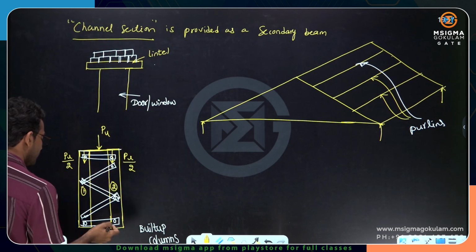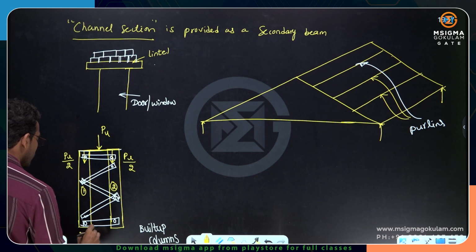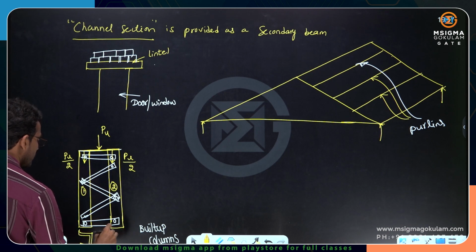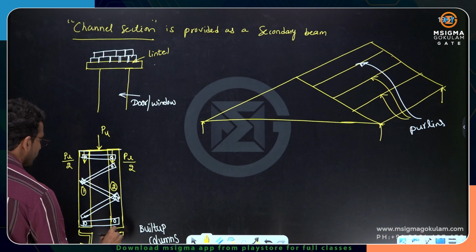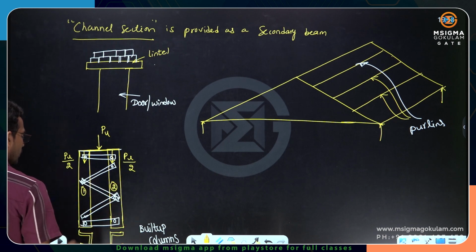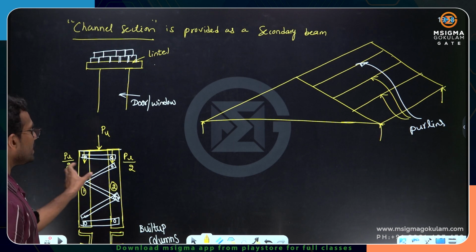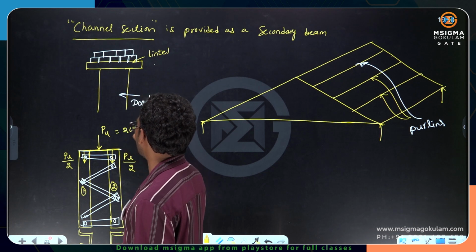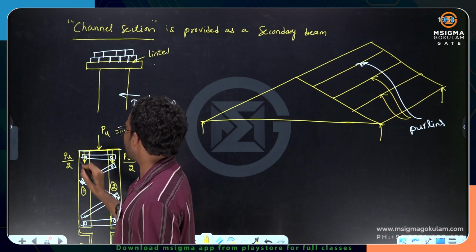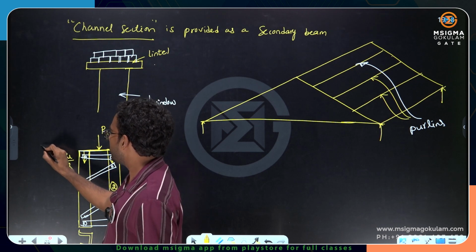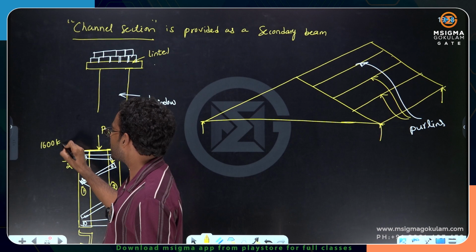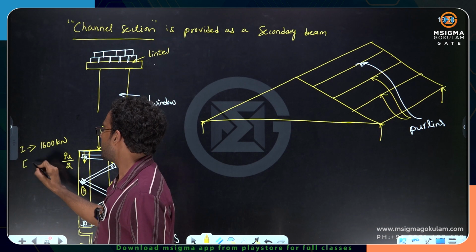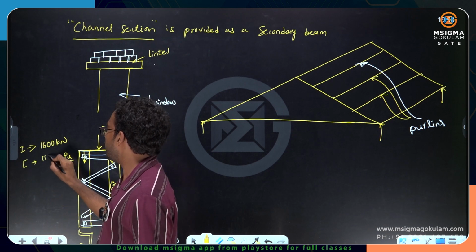Channel section itself is sufficient, because let me tell you why. If you go for I section, yes, it is good, but economy is also a criterion for us. This is the channel section, let's say. Instead of channel sections, if you go for I section, one I section has more capacity. For example, I want to transfer a load of 2000 kilonewtons, but one I section has a capacity of, let's say, 1600 kilonewtons. Channel section has a capacity of, let's say, 1100 kilonewtons.